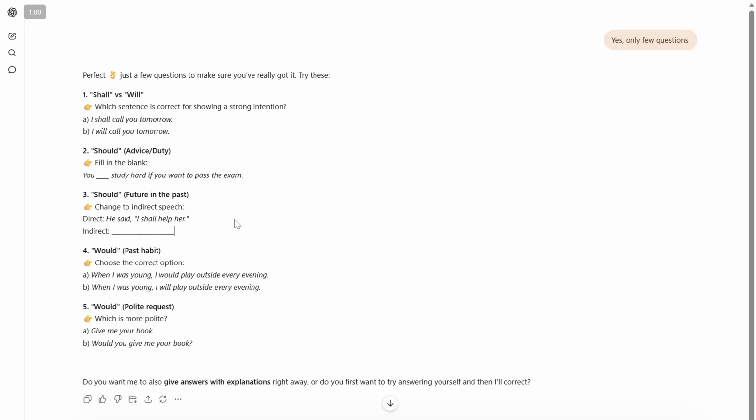2, should, advice, duty. Fill in the blank. You blank study hard if you want to pass the exam. 3, should, future in the past, change to indirect speech. Direct, he said, I shall help her. Indirect, blank.